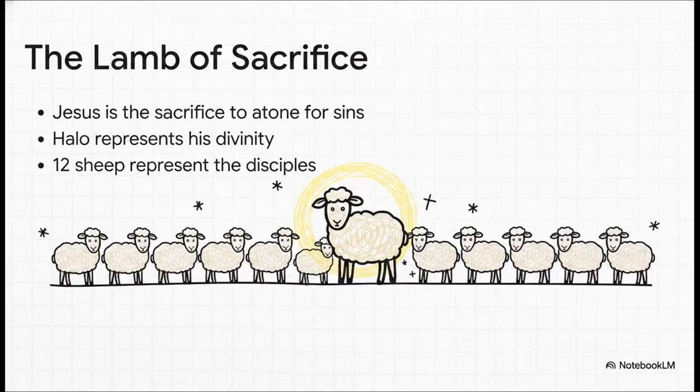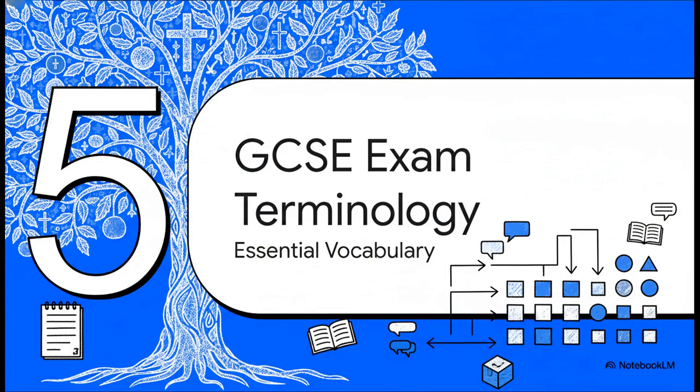Finally, right at the very bottom border, below the tree, we get this awesome Good Shepherd imagery. See the sheep right in the middle with a halo? That represents Jesus. And the crucial exam keyword you need to use right here is atonement. Jesus is the ultimate sacrificial lamb offered up to atone for human sins. And just like the 12 doves above, those 12 ordinary sheep separated from him represent his followers, his disciples following the Good Shepherd. Let's pull all of this together with Section 5, Essential GCSE Exam Terminology.